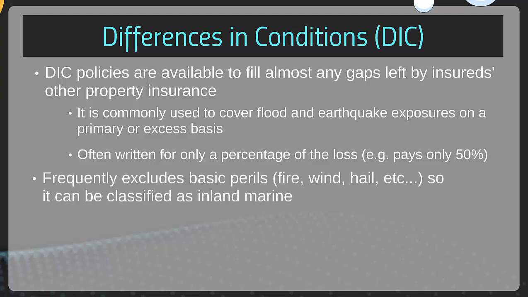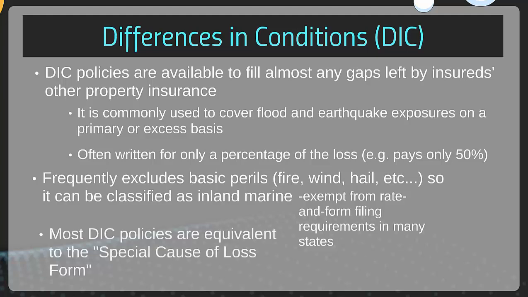DICs frequently exclude basic perils such as fire, wind, and hail, so they can be classified as inland marine, which are favorable to insurers because inland marine coverages are typically exempt from state rate and form filing requirements. Most DIC policies are equivalent to the special cause of loss form. So if an insured purchases a basic or broad form cause of loss and needs to add certain perils covered on a specific basis, they can do so with a DIC.